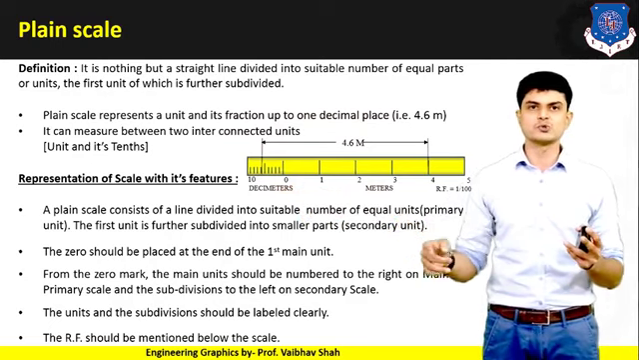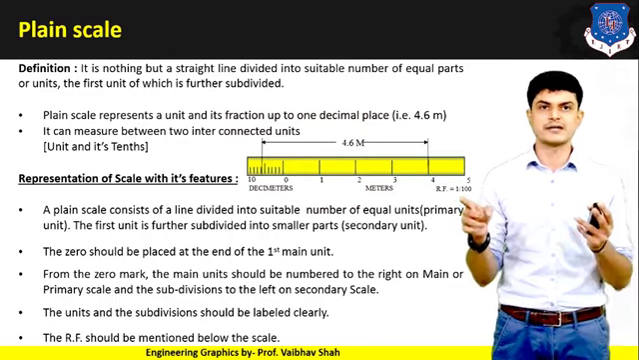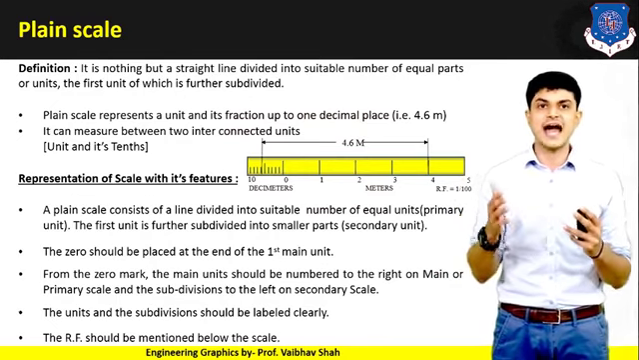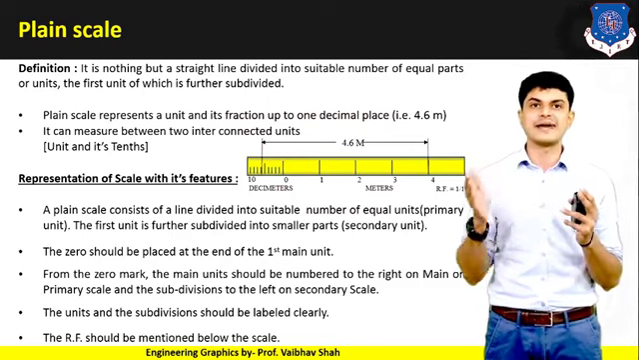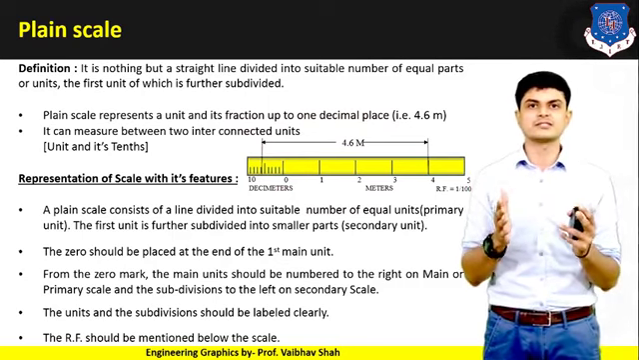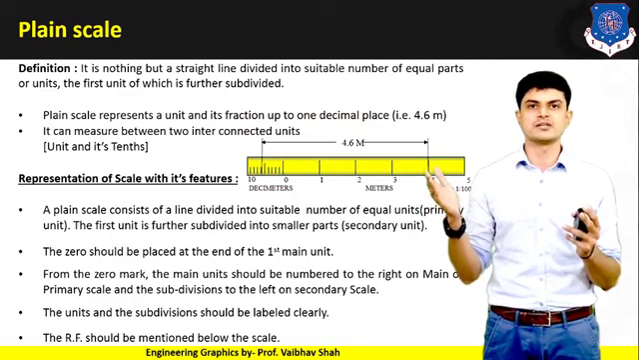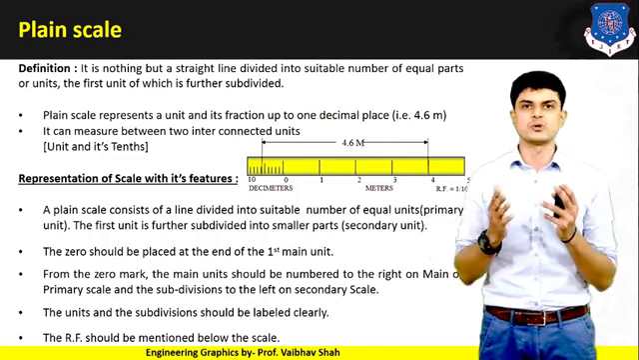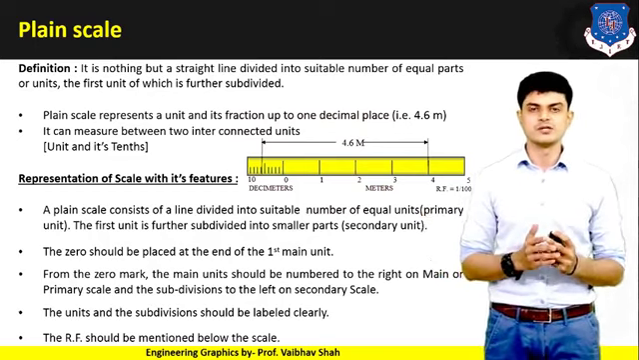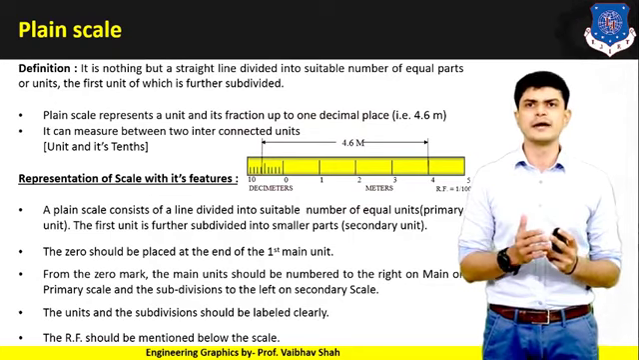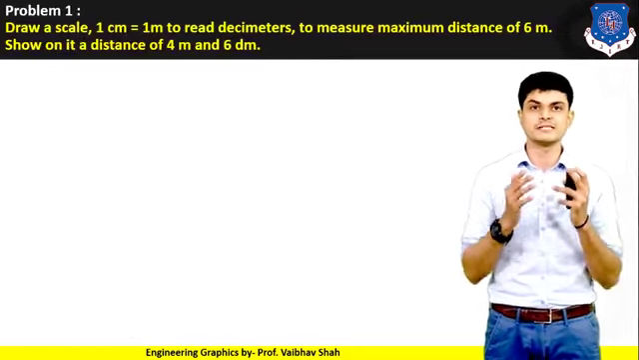After that, we need to show the RF, meaning representative factor. What scale have we used to draw this scale? We need to specify RF always on the right hand side corner of your scale like this. After that, we'll show the dimension whichever we need to plot in this scale, like this, 4.6 meters. You can plot the dimensions afterwards. So this is the basic terminology of the scale. Now let us move ahead and see one example based on the scale.